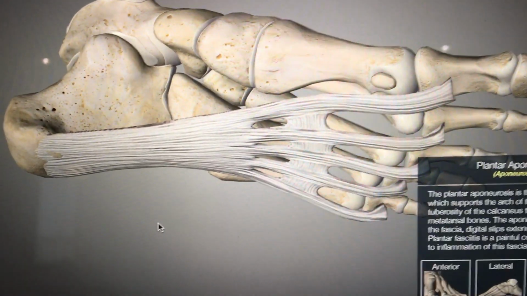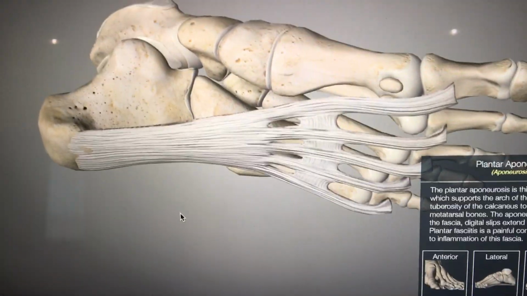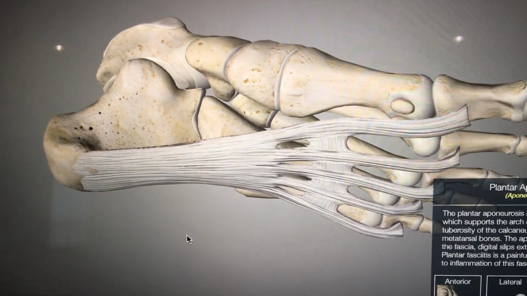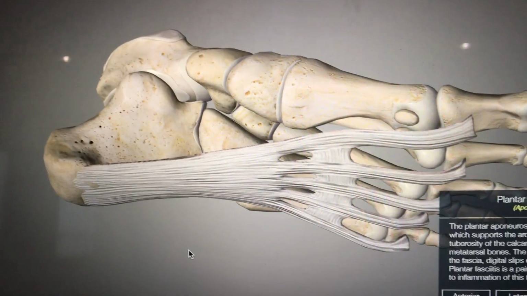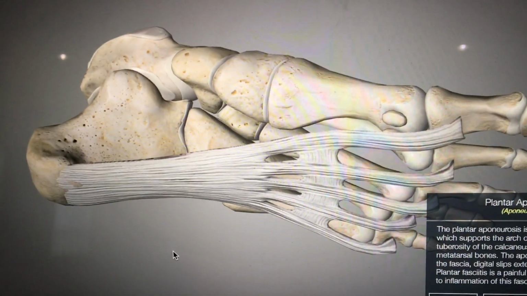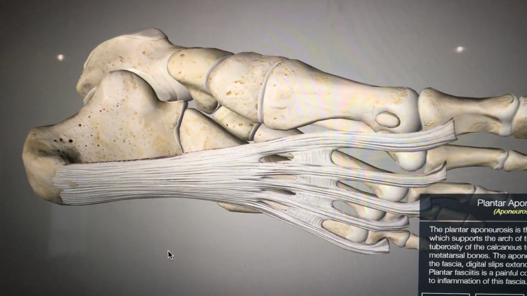So the other question is, people might say, well, what the heck can I do for this? I don't want to live with this. And there's a bunch of home remedies. Some people try rolling their foot on a cold water bottle. Some people try stretching it. Some people will try rubbing it. There are a lot of home remedies that you can do and that we can give you tips on.